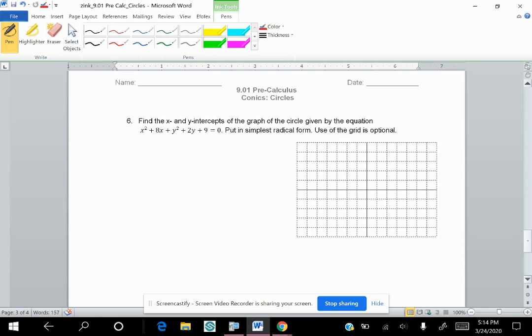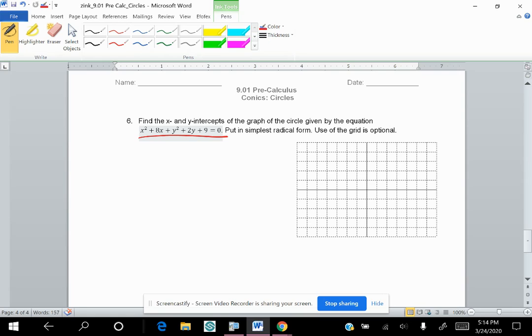Okay, and number 6. So this is kind of combining everything together. The last couple things we did. So I want you to find the x and y intercepts of the graph of the circle given by this equation. So first, put it in simplest radical form. The grid is optional. So you first want to put it into standard form, then find your intercept. So it's going to be just like the one we last did, number 5, once we do that.